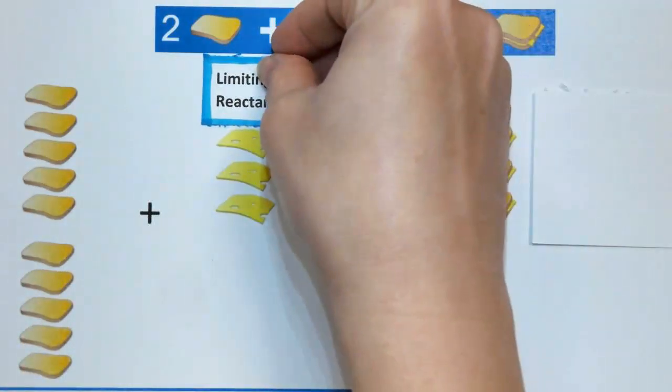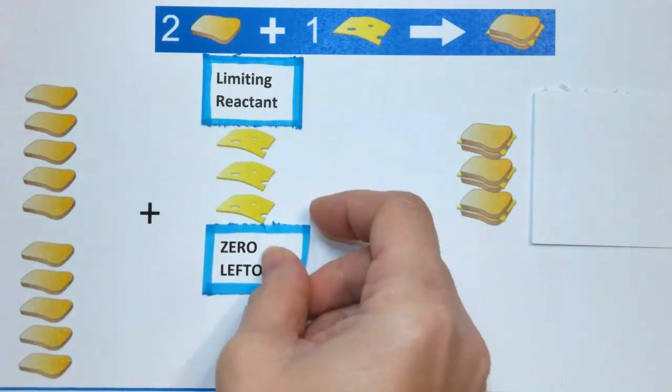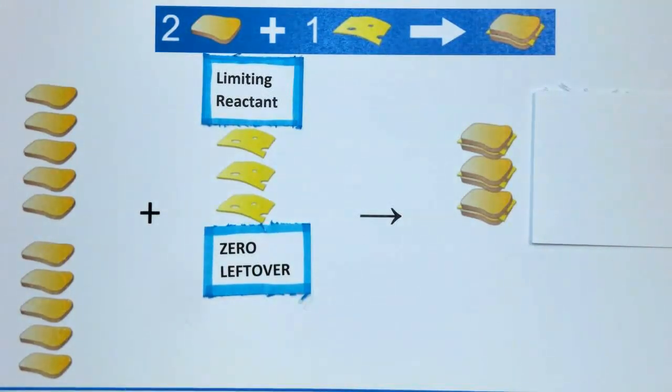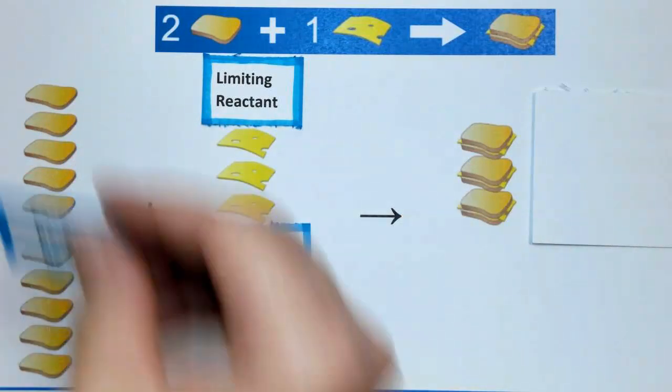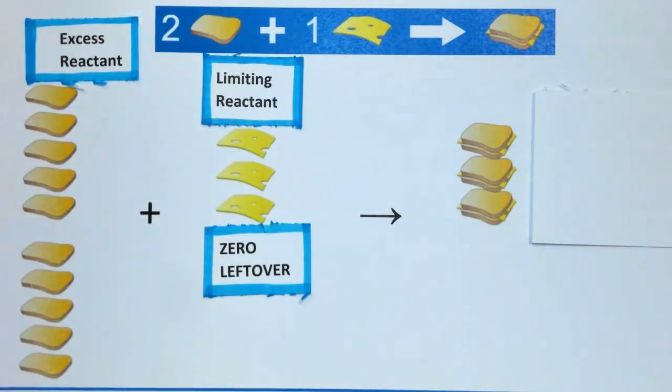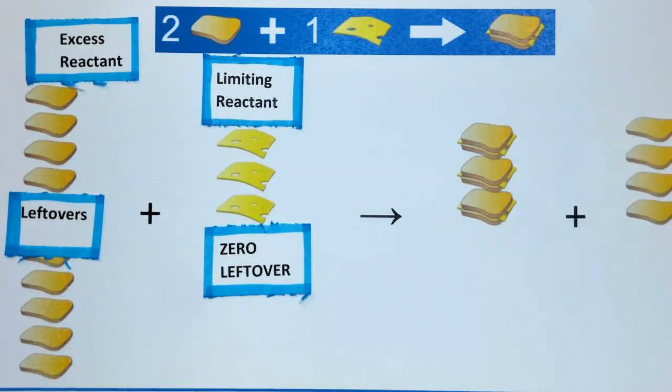So the cheese is known as our limiting reactant, which means that I'm going to have 0 cheese left over once I make my sandwiches. But of the 10 slices of bread, we're only going to use 6 of them to make these 3 sandwiches, so the bread is known as my excess reactant, which means that I'm going to have some leftovers. Once I use 6 of my 10 pieces of bread, I'm going to have 4 of them remaining once I make my sandwiches.